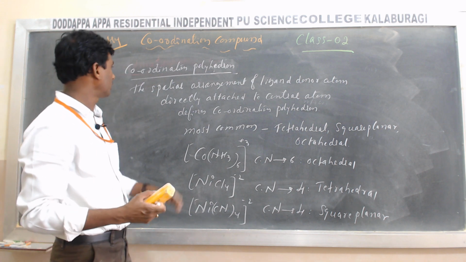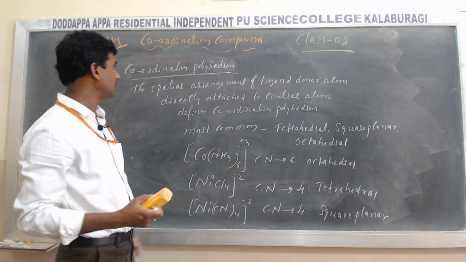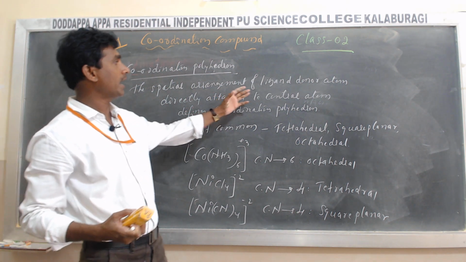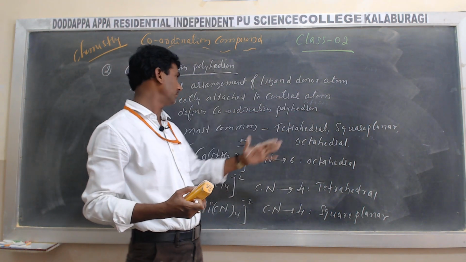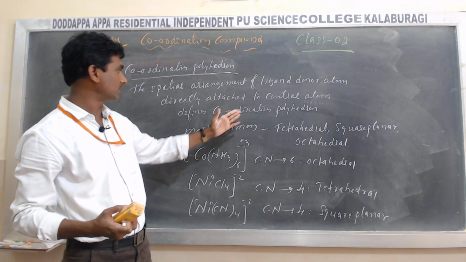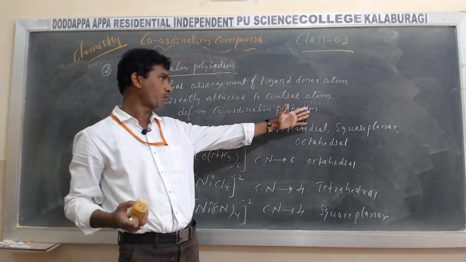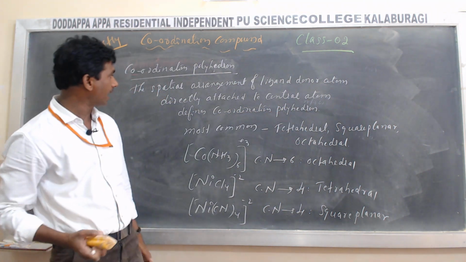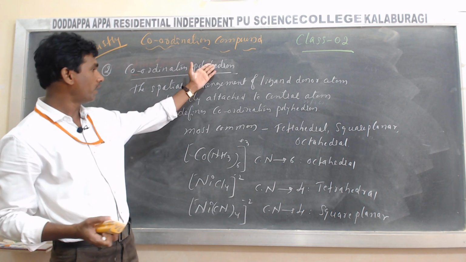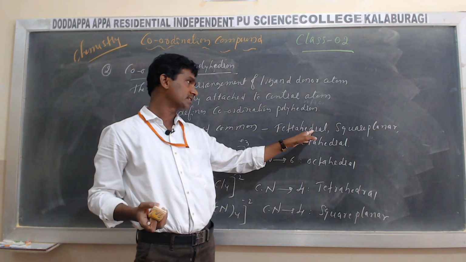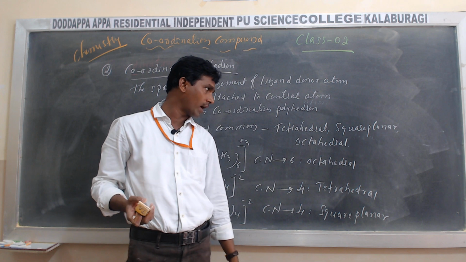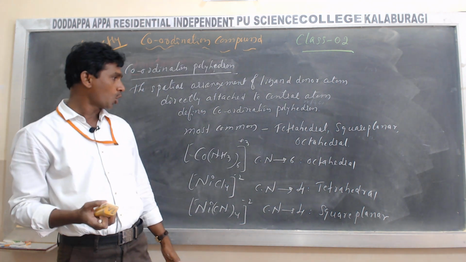So what is meant by coordination polyhedron? The spatial arrangement of ligand donor atoms directly attached to the central atom or ion defines the coordination polyhedron. Around the central atom, the most common coordination polyhedrons are: tetrahedral geometry, square planar, and the third is octahedral.